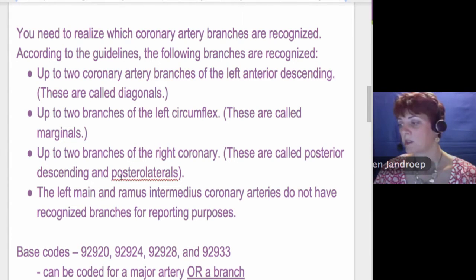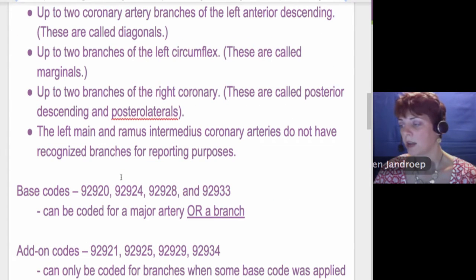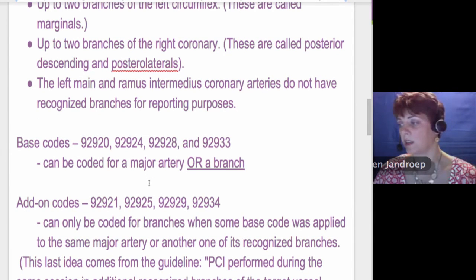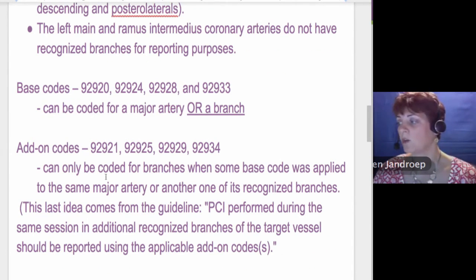So, the base codes are 92920, 924, 928, and 923. They can be coded for a major artery or a branch. Okay? The add-on codes 92921, 92925, 929, and 934 can only be coded for branches when some base code was applied to the same major artery or another one of its recognized branches. Okay, and this is coming right from the CPT manual.